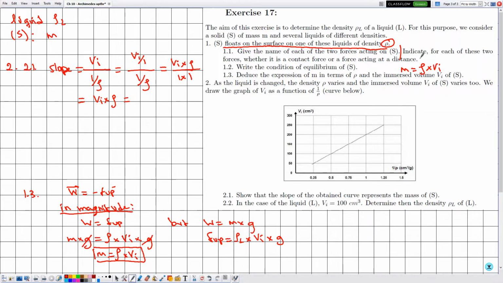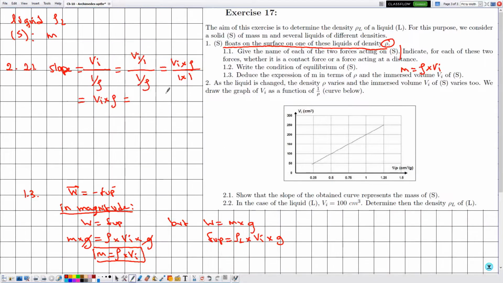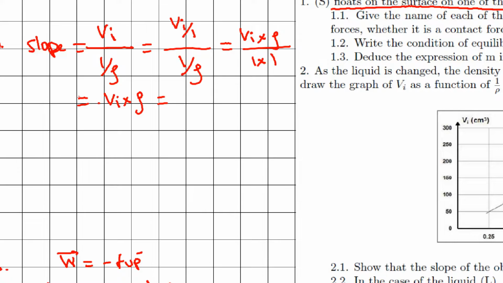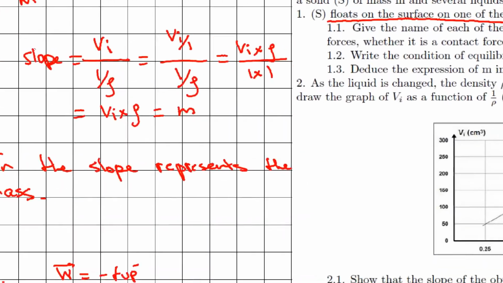But knowing that in part 1.3 we have verified or deduced that the mass is given by density times Vi. So what does ρ times Vi represent? It represents the mass, which is equal to m. So let's say then the slope represents the mass.